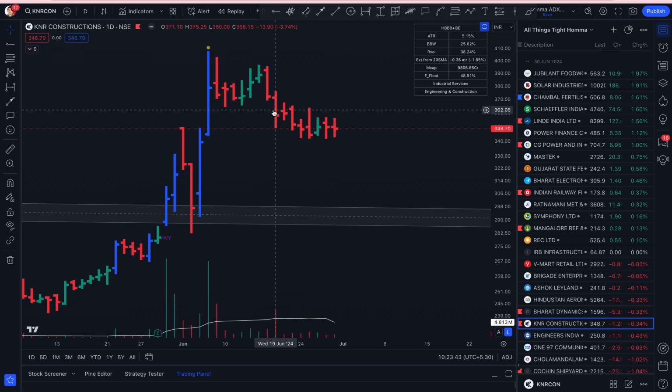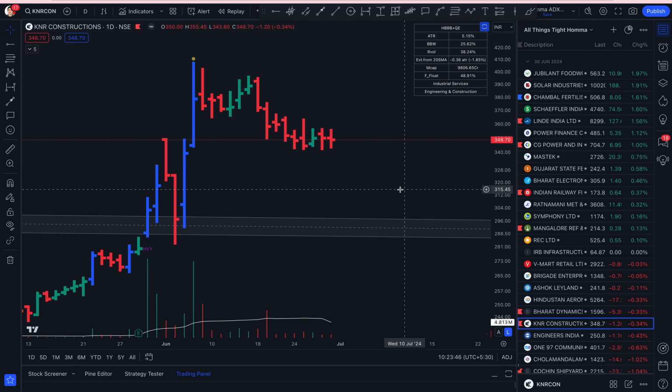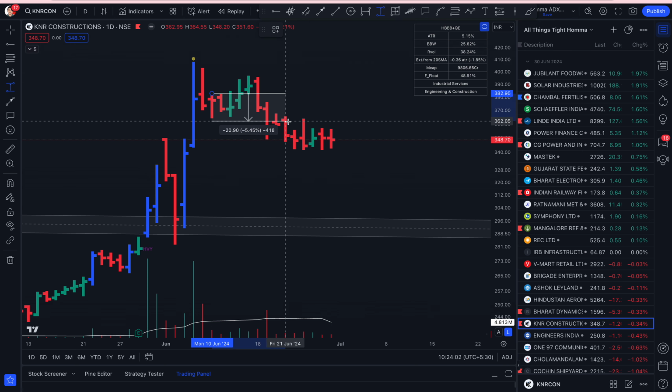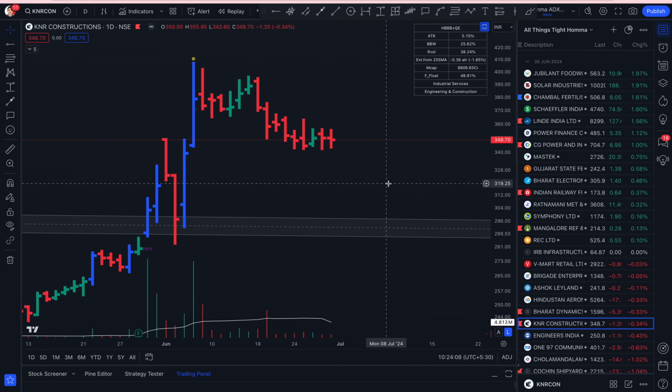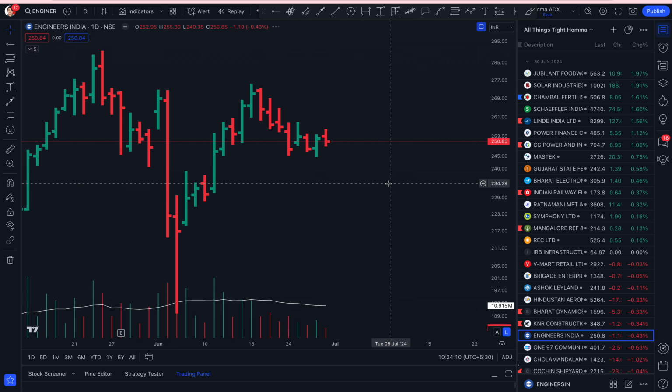KNR, tight, tight. This is one name which I actually, because it was 1-2-3 day tight, entered on the breakout of this tightness. It moved a little and then it did not. So I'm out of this trade, but what it allowed me to do is, if need be, this was the stop loss for me, right? So that's what it does.